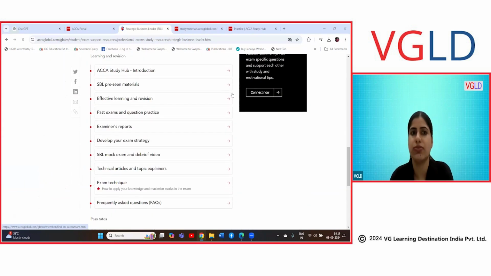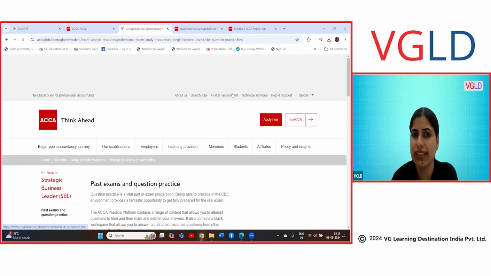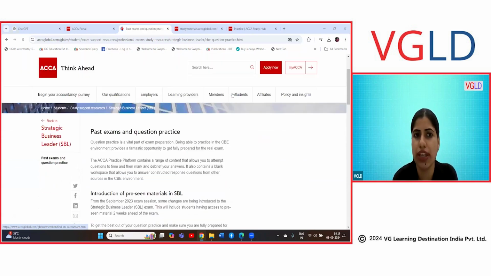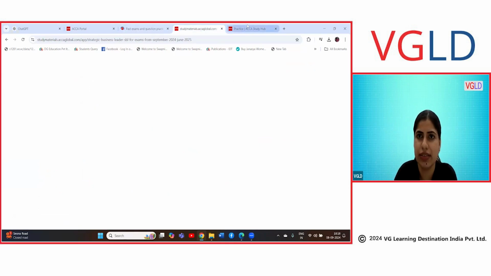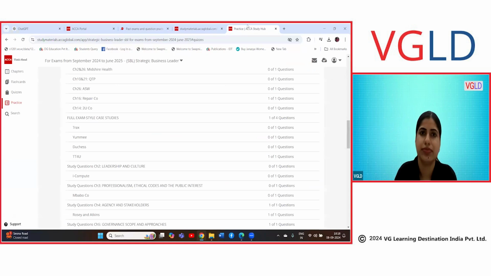And someone was asking me, ma'am, about past papers. Past papers are available here only. By clicking on this area, you just have to log in. Fill in your ID and password, and you can access the past papers as well. Is that fine? Yes, guys, is that fine?